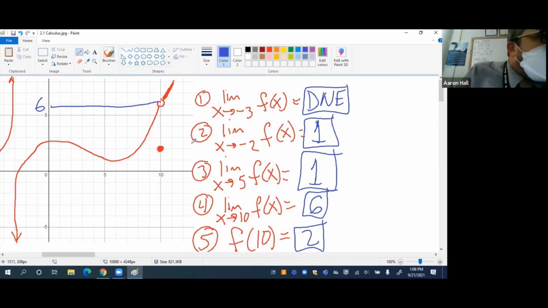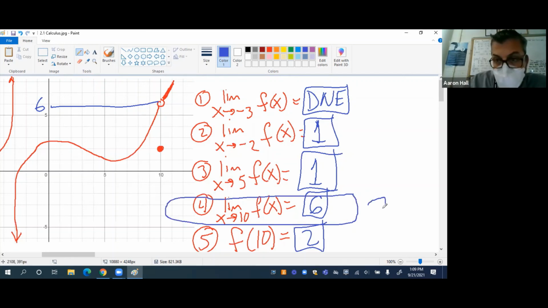I'm going to pick on somebody else because this is important. Where's Gaia? Gaia, why is this answer to number 4 not 2? Why is it 6?